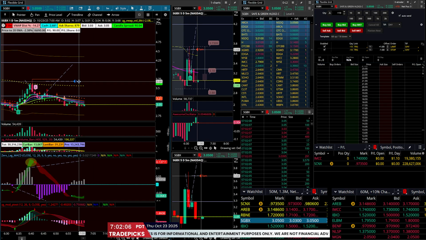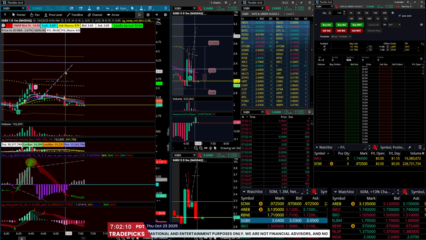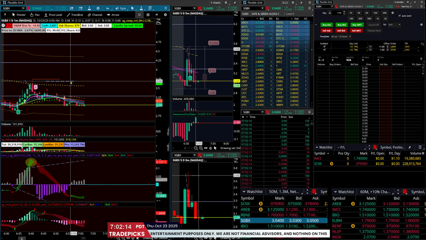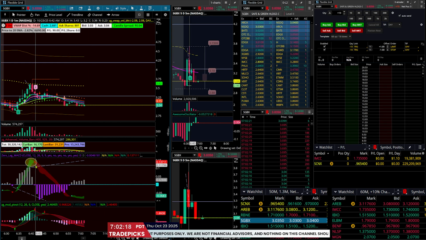So here we're a little bit more forward now. It's 7:02 a.m., I'm talking Pacific time, and you can see down at the bottom of the MACD, I highlighted what's going on. It's on its downhill leg.